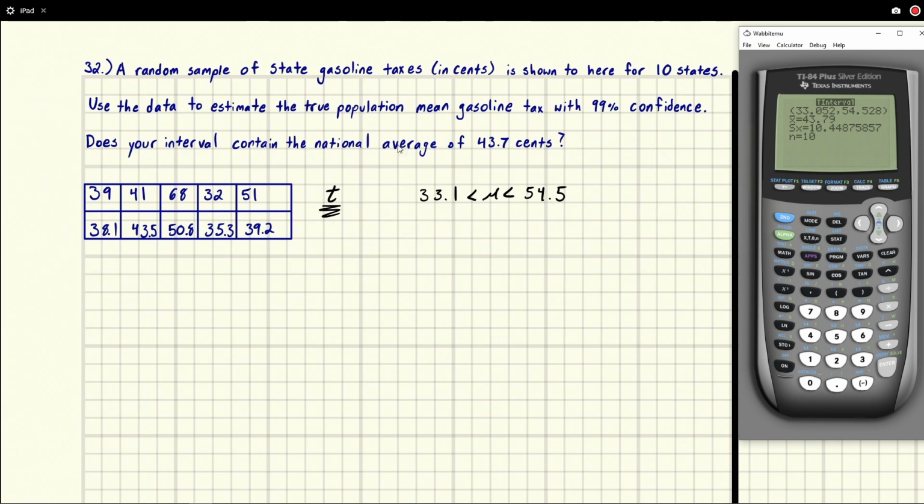And you would also say that yes, the national average of 43.7 cents is in our interval because 43.7 is between 33.1 and 54.5. And so that's all we would say here. And then you'd be done. So you'd write out that big long sentence and you'd be done. Now there's another way to do this that your teacher may require, and that is to do it by hand.